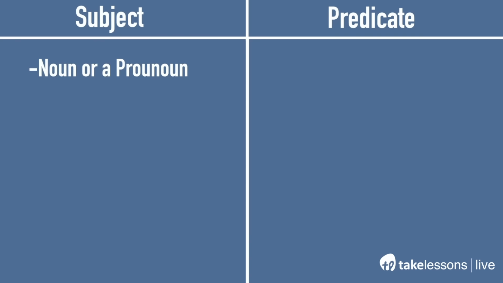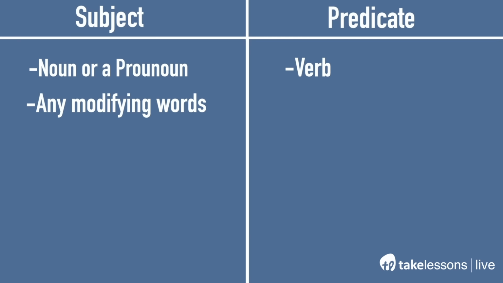The most basic English sentence structure contains a subject and a predicate. The subject includes a noun or a pronoun and any modifying words. The predicate includes the verb and any modifying words. Let's look at an example.